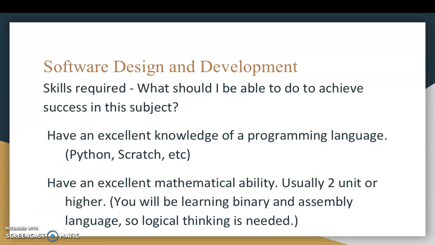Skills required. To be able to achieve in this subject, you should have a good level of mathematics, usually 2 unit or higher. We have found that students at this level have the logical thinking required to be able to break a problem down into its components, and then be able to code the device to do those steps. This is what's called the algorithm section of the course, and is the one that most students will struggle with. To succeed in this subject, it would be advisable to have done some coding before, either in Python or another coding language.